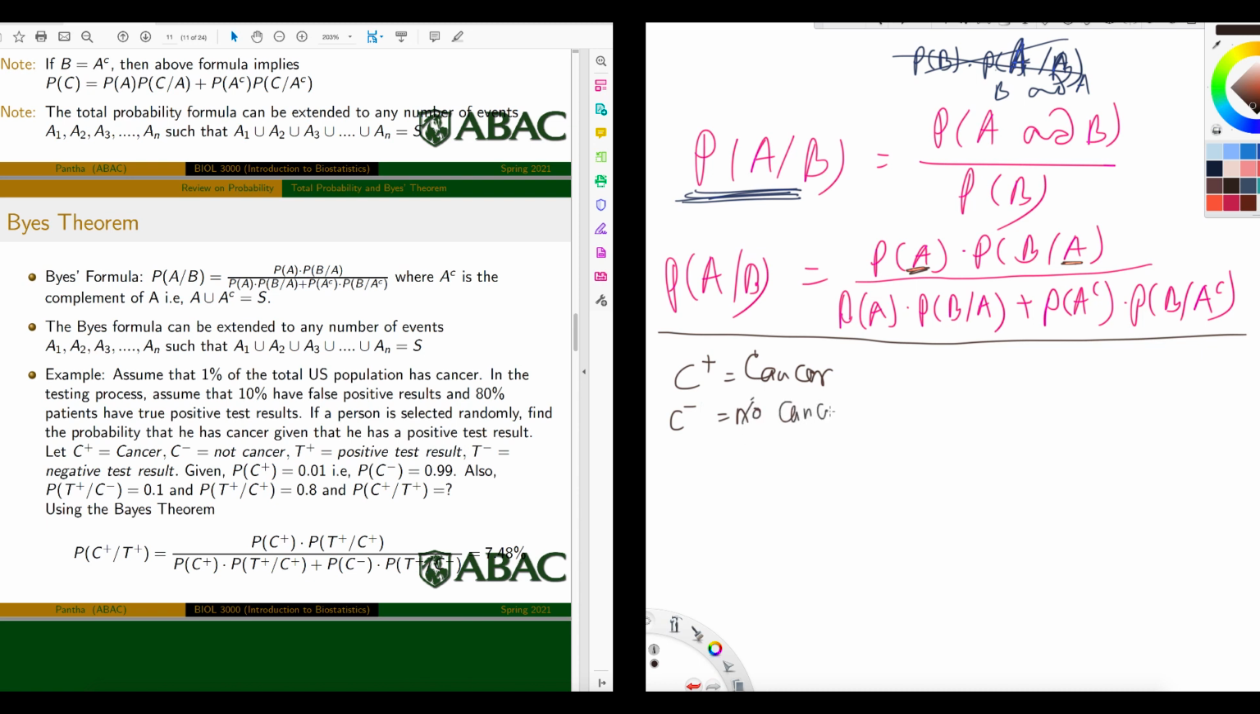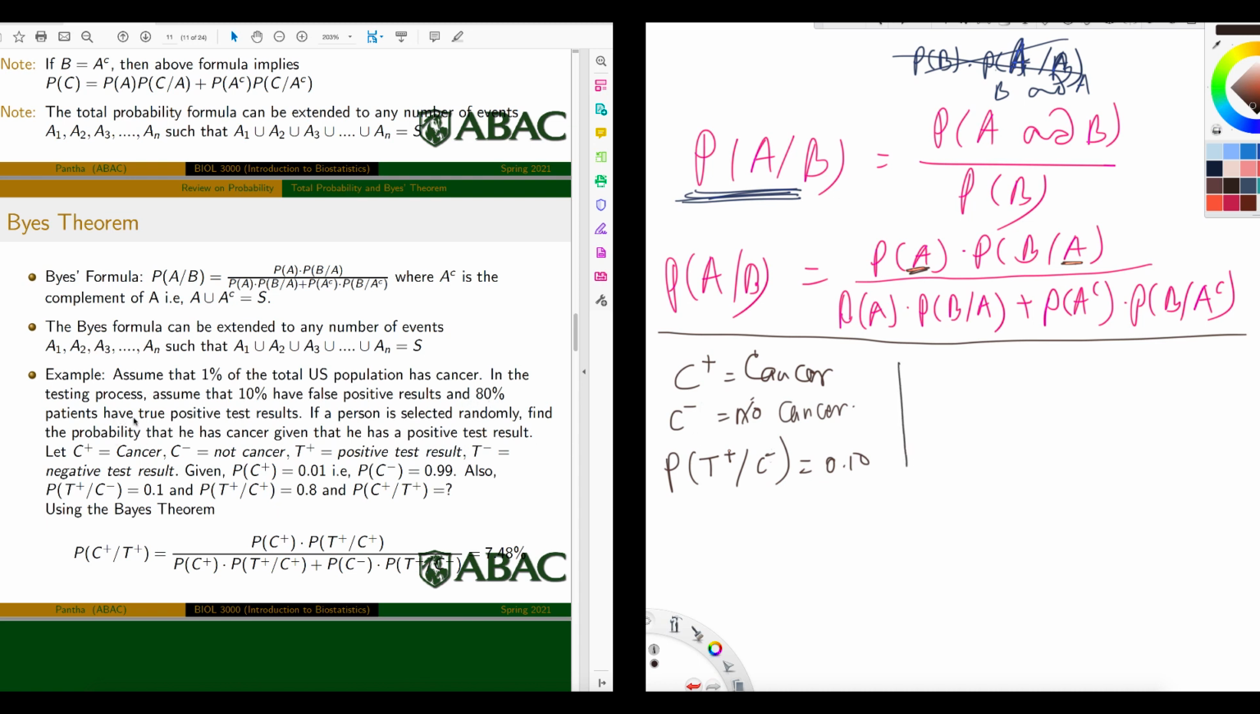Also, what is given here is that in the testing process, assume that 10% have false negative. What does that mean? That means the probability of T minus given that he has cancer. Oh, I'm sorry, it is false positive, right? False positive given that he doesn't have cancer. False positive means you have a positive test result, but you don't have cancer. So the probability of a positive test result given that he doesn't have cancer is 10%, 0.10. That's given.